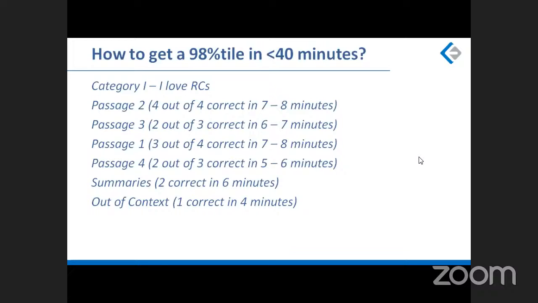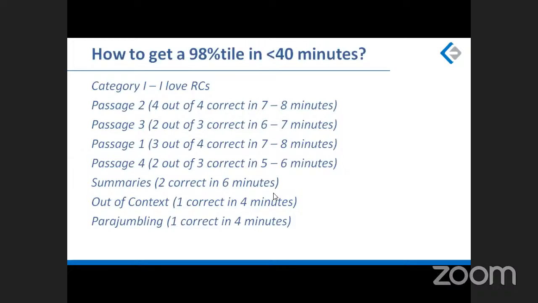And I said I belong to the conventional school, which says if you understand the passage well, it has to positively affect your performance in the questions. So this is what I would want to go if I were someone who depends a lot on his passages. This would be my timeline: 3 out of 4 correct in another 7 to 8 minutes. Passage 4, maybe 2 out of 3 correct. And this is where I said I am going to lose some questions. 1 incorrect here, 1 here, and 1 here.